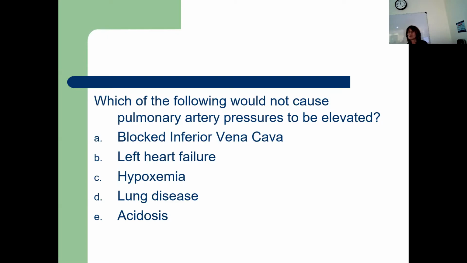It constricts the pulmonary vessels also. So the only one we had was the blocked inferior vena cava, which would stop the blood from flowing.